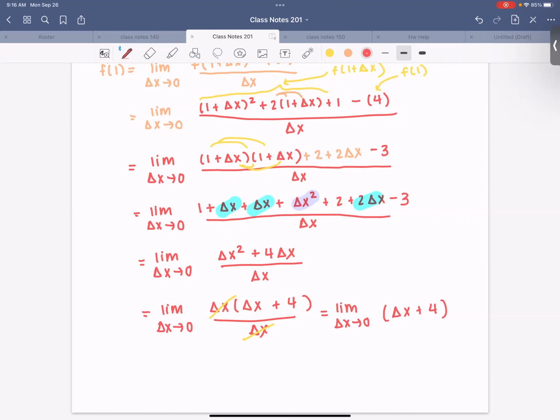Now we're at a place where we can just plug in, right? So just like we did with limits, with anything, we just have a delta x instead of an x. I'm just going to plug in 0 for delta x. Looks like my limit here is 4.